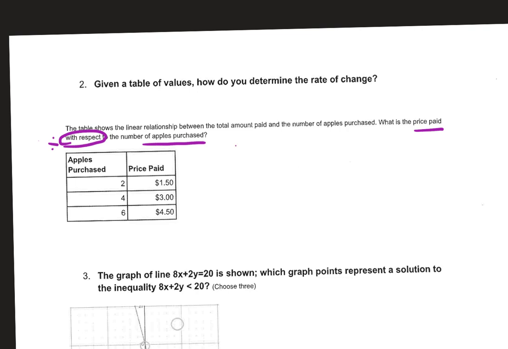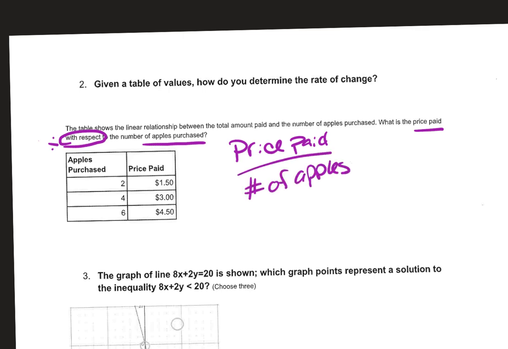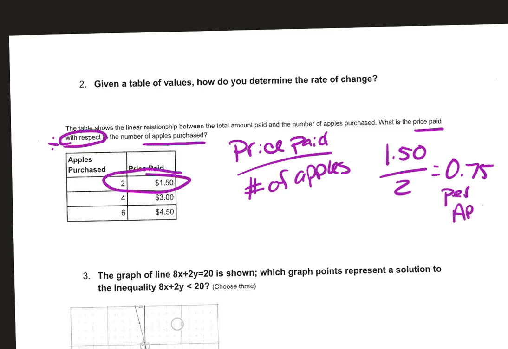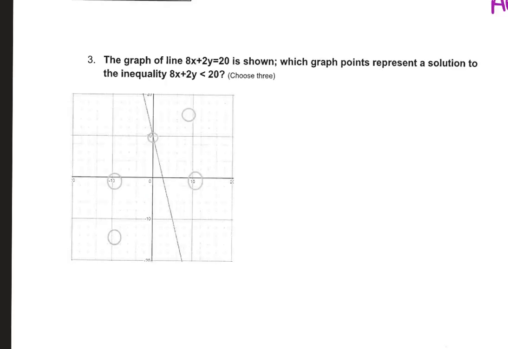That tells us I'm going to have price paid over number of apples. Then if I look at my table, I can make this an ordered pair. 1.5 over 2 will simplify to 0.75, so 75 cents per apple. On this one, there's only 2. I miswrote when I wrote those.